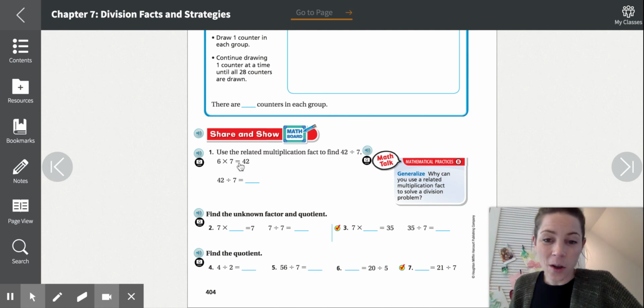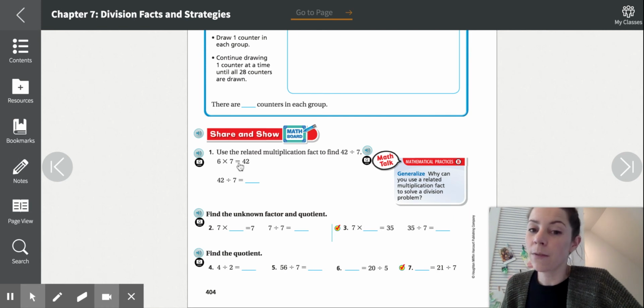Okay, so for Sharon show, I'll read the directions. It says use the related multiplication fact to find 42 divided by 7. And they already give you the multiplication fact. If you know that 6 times 7 is 42, then what would be the answer for 42 divided by 7? Use this fact to help you.